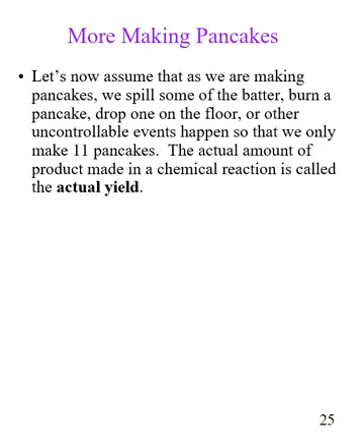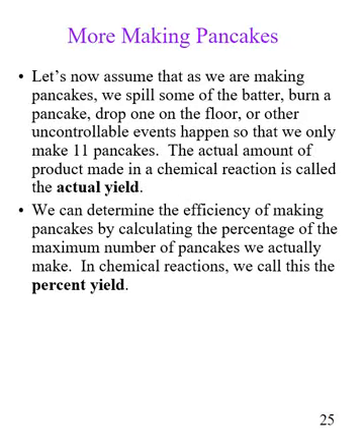Now, let's assume that we are making pancakes and let's say you're not a really good cook. So you spill some of the batter, or you burn a pancake, you drop one on the floor, and maybe some other uncontrollable events happen so that you can only make 11 pancakes. The actual amount of product made in a chemical reaction is called the actual yield. We can determine the efficiency of making pancakes by calculating the percentage of the maximum number of pancakes we actually make. In chemical reactions, we call this the percent yield.